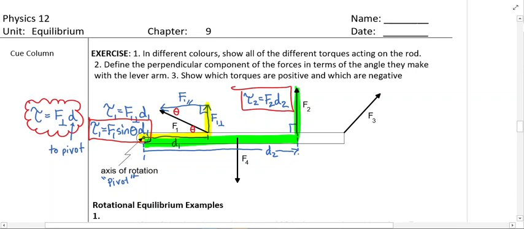Coming down to this last one at the end here, okay, it's F3, so then let's be really creative here and call this D3, okay.